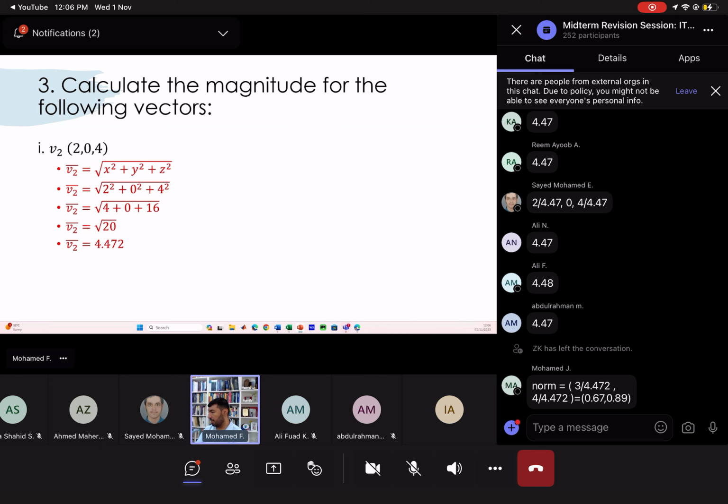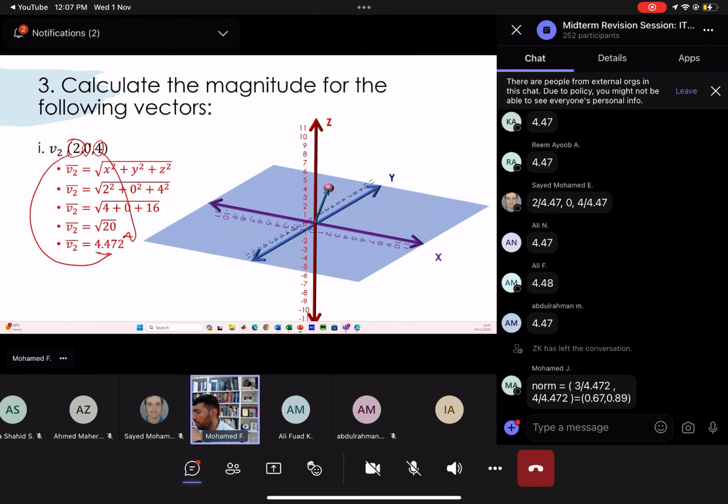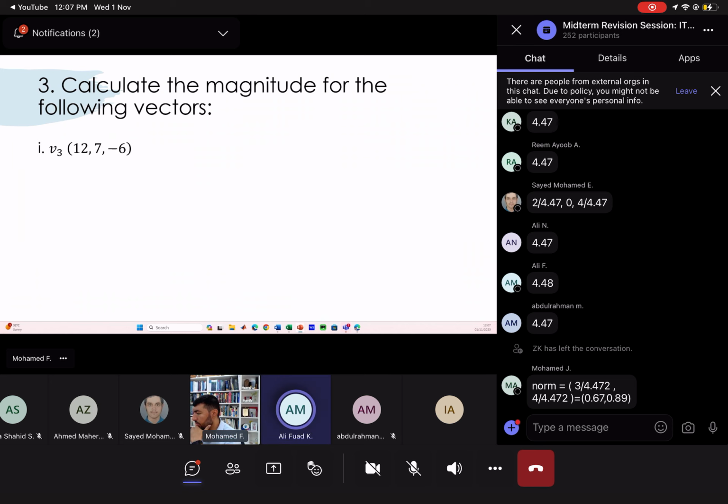So we can see here what we are saying. Now there's something which we didn't cover, which is the angle. Now, someone in the chat wrote 3 divided by 4.472. How 3? It's 2 over this number, 0 over this number, and 4 over that number.